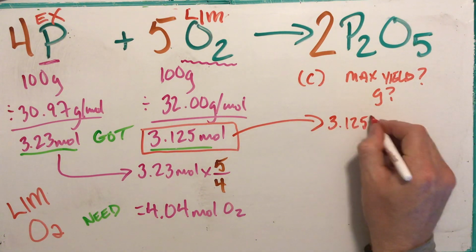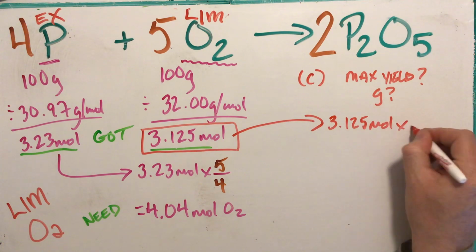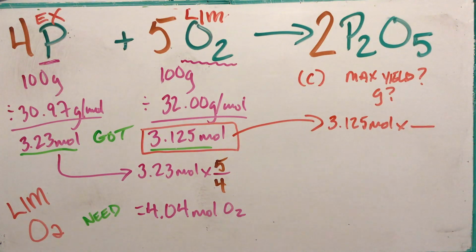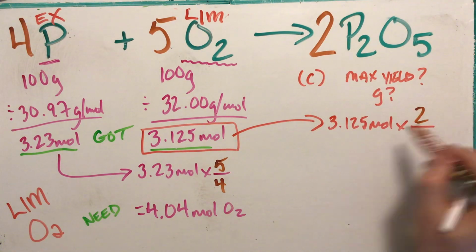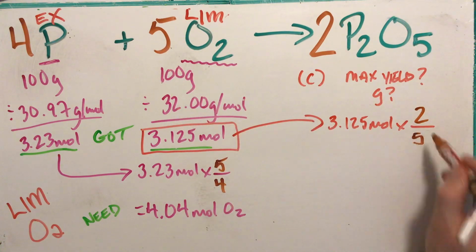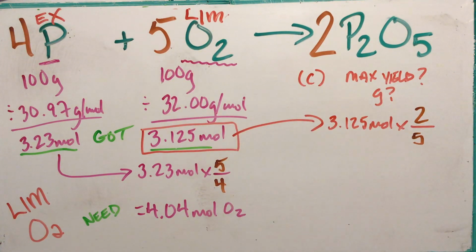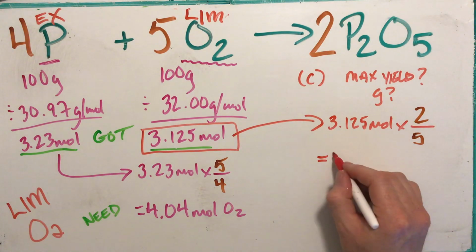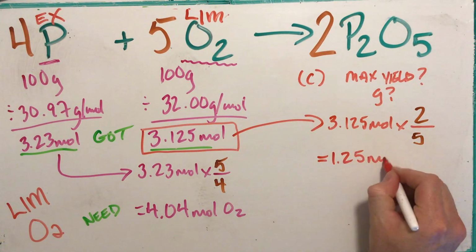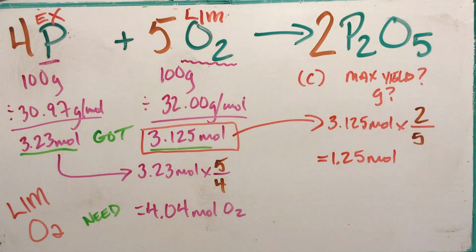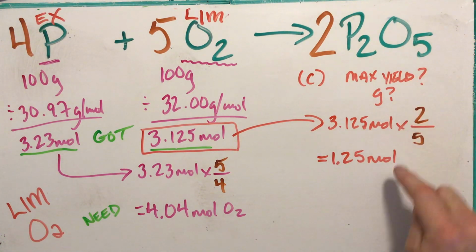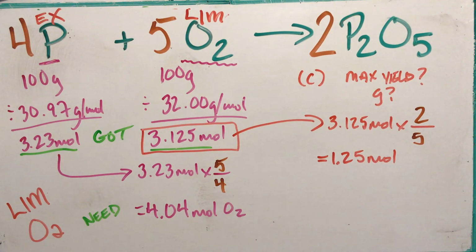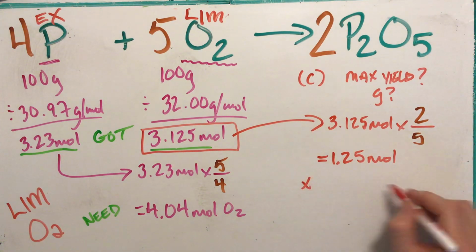So 3.125 moles times my mole ratio. My mole ratio, the head of the arrow is at the 2, the heel is at the 5. And when I multiply that, I end up with 1.25 moles of the diphosphorus pentaoxide, but it wants maximum yield in grams. That's not grams, so I've got to multiply by the molar mass.